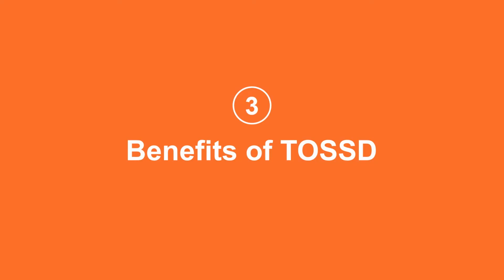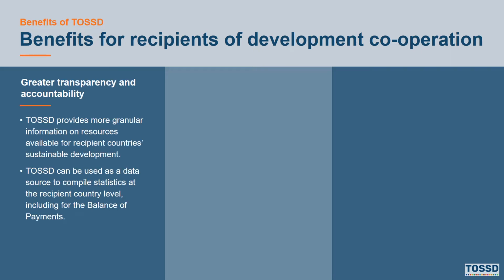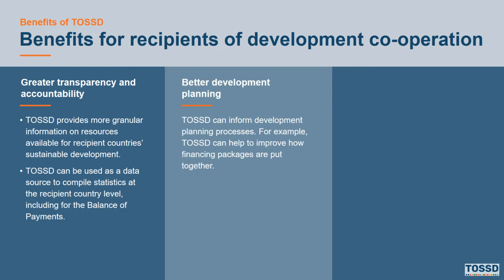The third section relates to the benefits of TOSSD. TOSSD brings three main benefits to recipients of development cooperation. First, it enhances transparency and accountability. In practice, TOSSD provides more granular information on resources available for recipient countries' sustainable development. TOSSD can also be used as a data source to compile statistics at the recipient country level, including for the balance of payments.